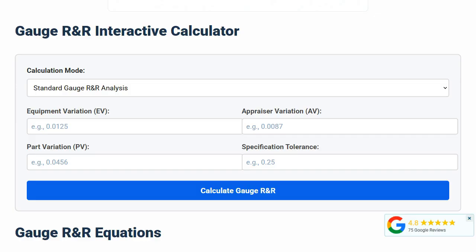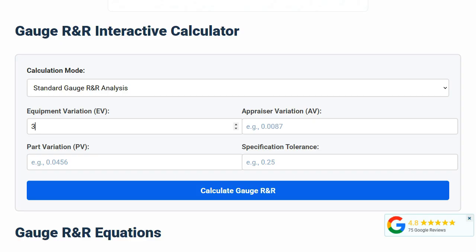To use this calculator, start by entering the study parameters at the top. Input the number of operators who will take measurements, typically 2 or 3. Then, enter the number of parts being measured in your study and the number of trials or repeated measurements each operator performs. Next, enter the individual measurement values for each operator, part, and trial combination in the data table.